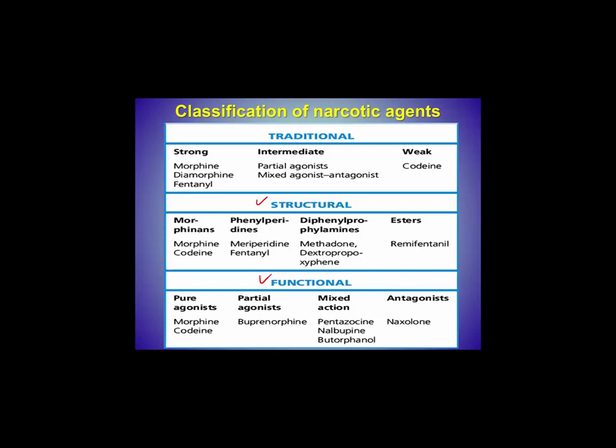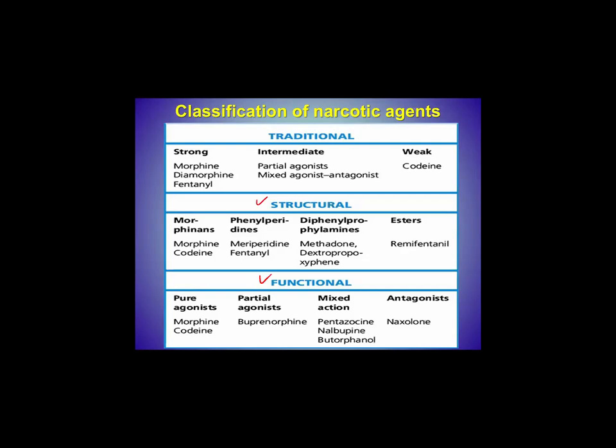And the final type of classification is functional classification. We have pure agonists such as morphine and codeine. Pure agonists are those medicines which stimulate all subtypes of receptors. We have partial agonists, which are able to stimulate some subtypes of receptors, and others they do not involve. We have mixed action, such as pentazocine, nalbuphine, butorphanol. Mixed action means agonist-antagonist.